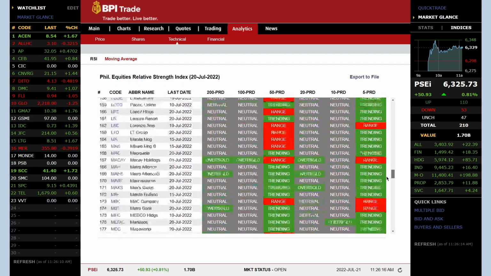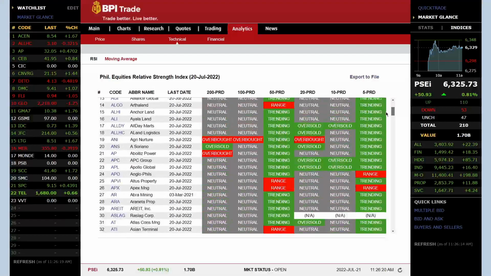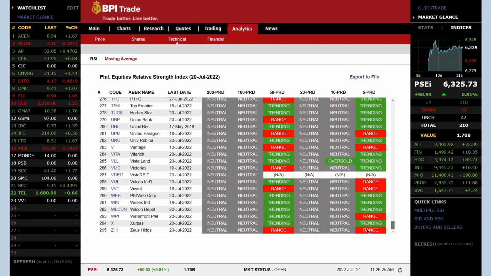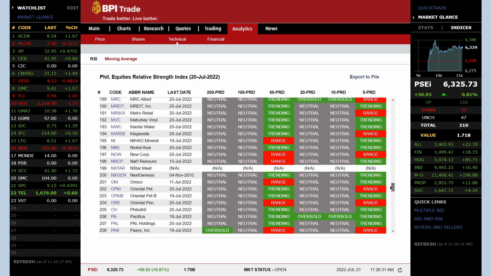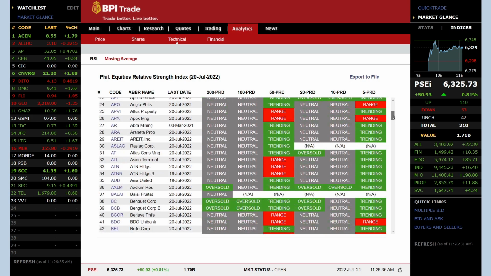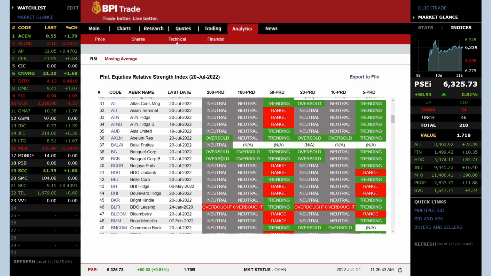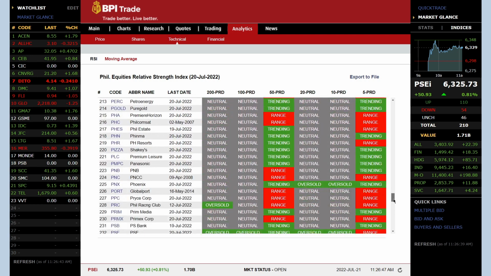Yan yung mga signal na binibigay ng technical analysis ng BPI Trade. So, kita nyo dito sa RSI ito. So, kita natin, yan, may mga neutral, trending, range, overbought, oversold, and all that. So, anong magandang example? Sabihin natin, SCC. Kasi nagra-rally siya ng maganda.